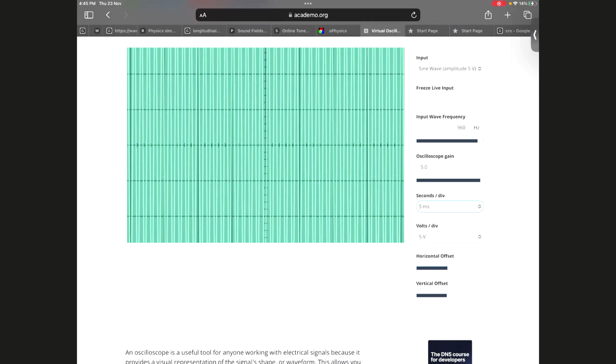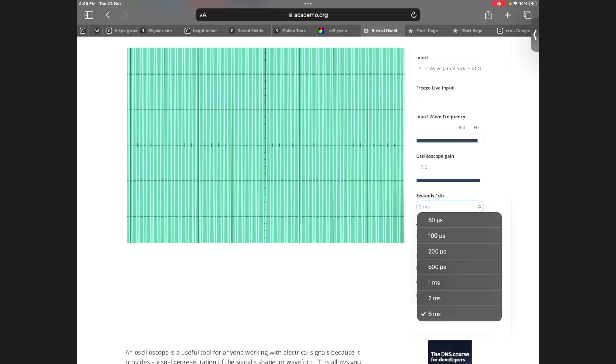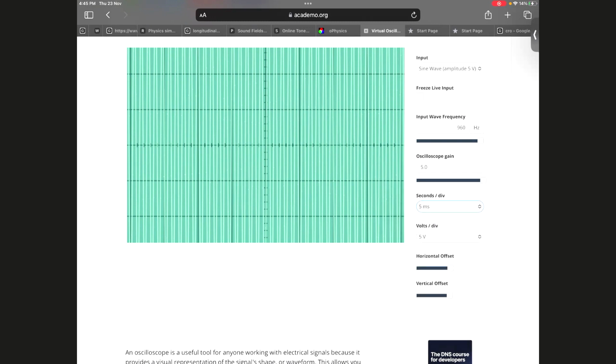Amra jeta first korbo, we'll change the time base setting. So right now the time base setting gives you how much? 5 milliseconds, right? What does that even mean? Every box on your screen is 5 milliseconds, right? Buchho jinishta ki mean for every division, like smallest division is 5 milliseconds.